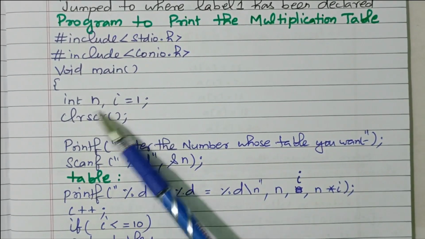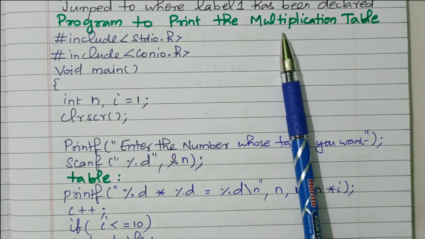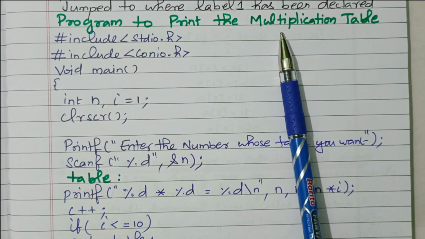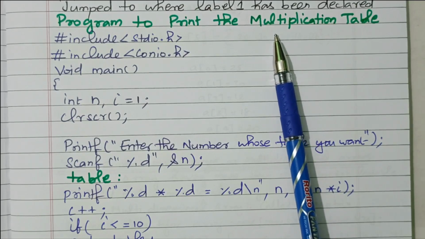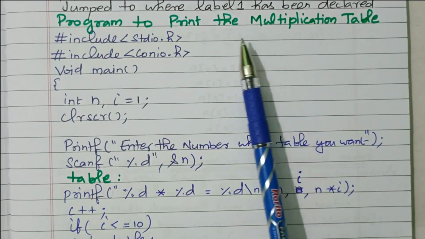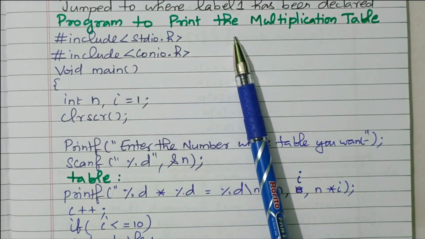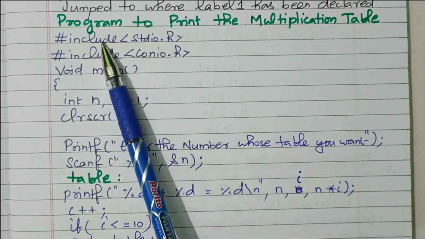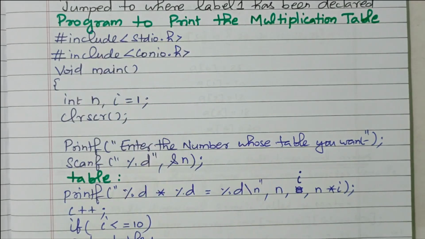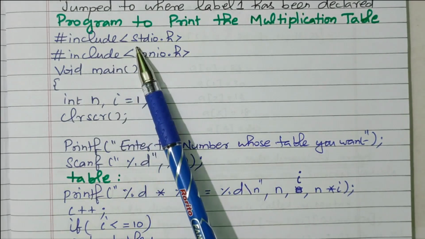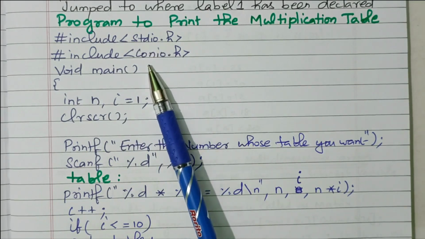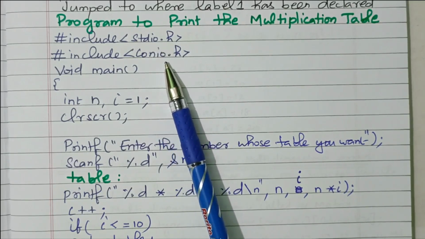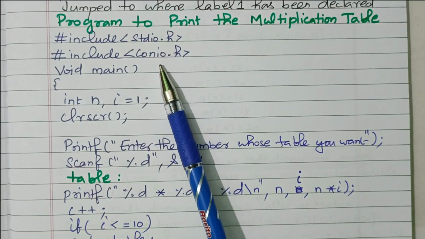Program to print the multiplication table. Here we need to repeatedly do 1 into 4, 2 into 4, 3 into 4 like that, so for this program we can use a goto statement. First we need to include the header files: standard io.h, conio.h, standard input output, console input and output. These two header files are included.